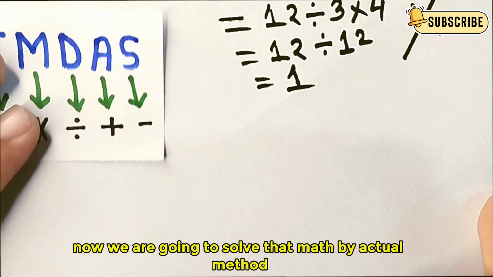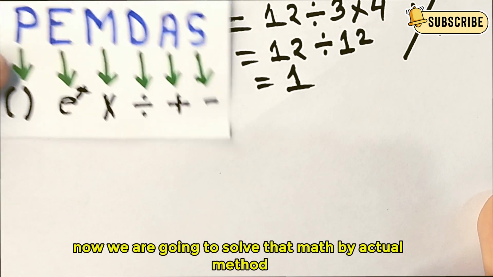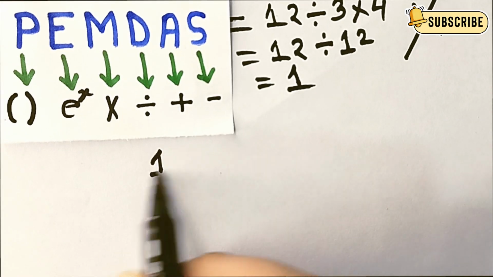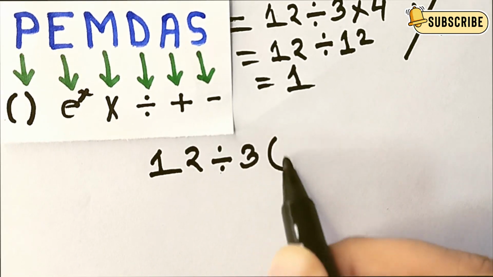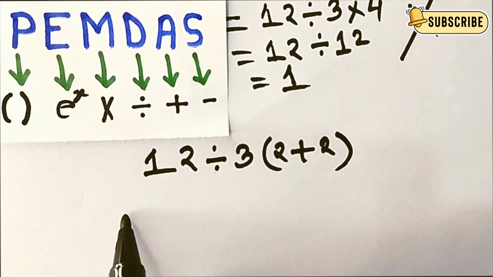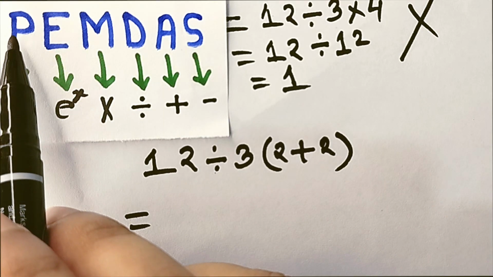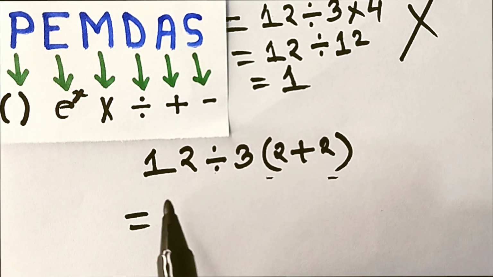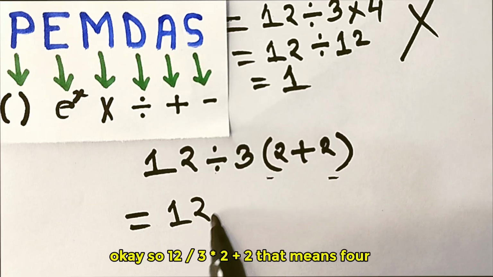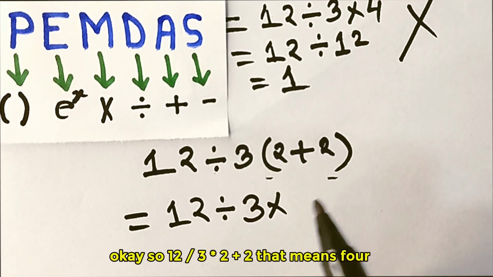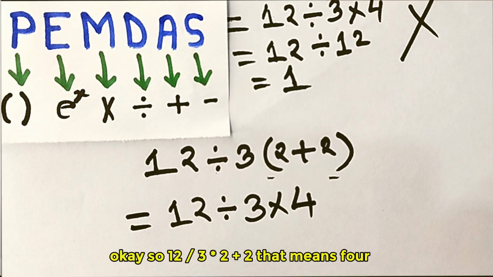Now we are going to solve that math by the actual method. So rewrite the question. First of all, we should do parenthesis first. Okay, so 3 times 2 plus 2, that means 4.